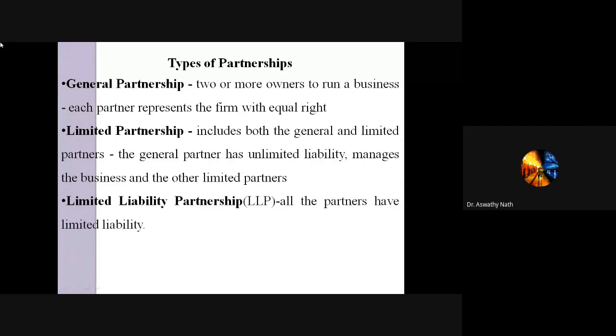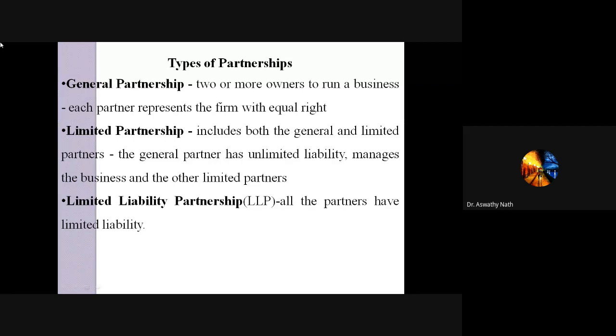And the profit, debts, and liabilities are equally shared and divided equally. So there's an equal form. The responsibilities are equal, and all the profit shares are equal, and they have equal rights in the firm. So that is in the case of a general partnership.